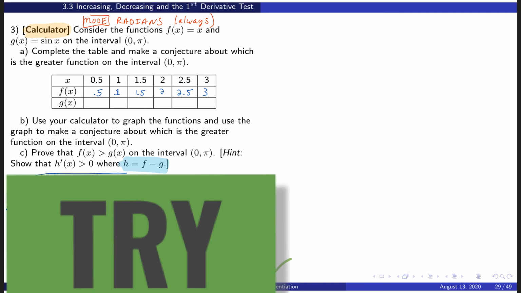I helped you out a little bit. I filled in the values for f of x. Get your calculator and fill out the values for g of x and put them in the table. Please make sure your calculator is in radians. Your calculator should always be in radians for this class. If you're taking physics, you might have to switch back and forth between radians and degrees, but calculus is always radians. So fill in the g of x table.